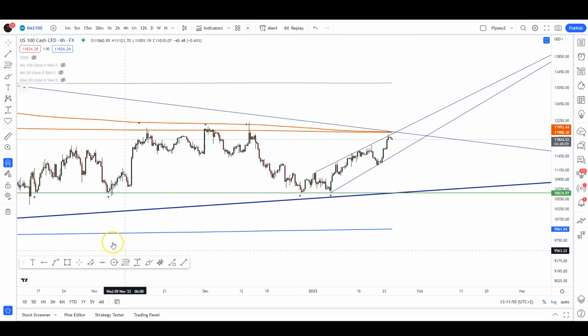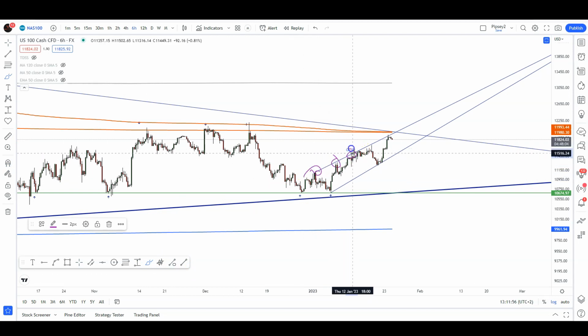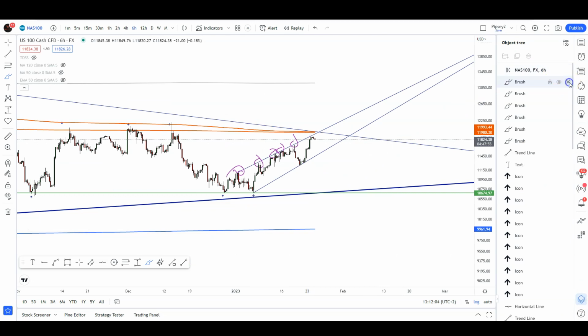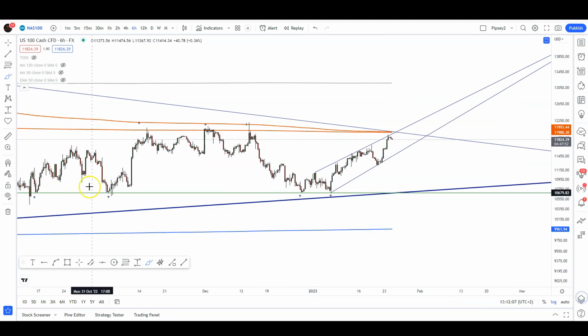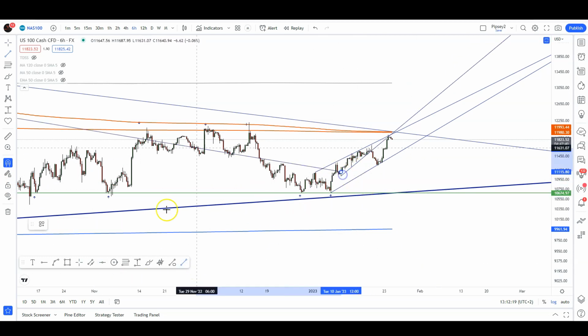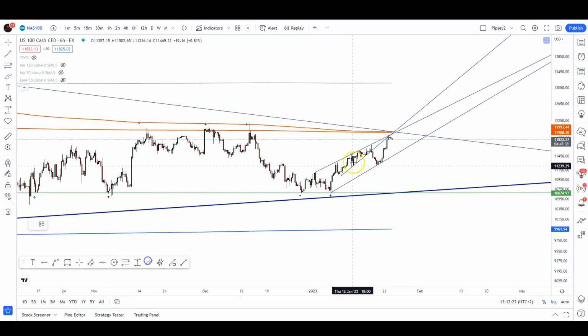What do we have? Resistance, resistance, resistance, resistance, resistance. We're rejecting off that resistance now. Further bearish confluence right now. If we take another trend line, place it on this area of support over here, right? What do we have? Support, support, support, support, support, broken, testing as resistance.